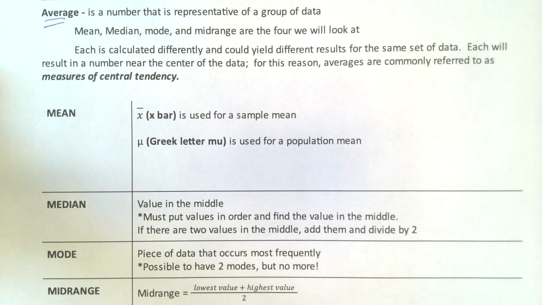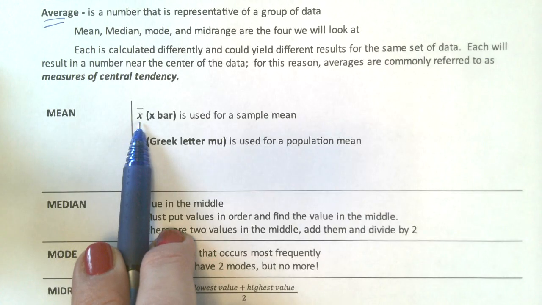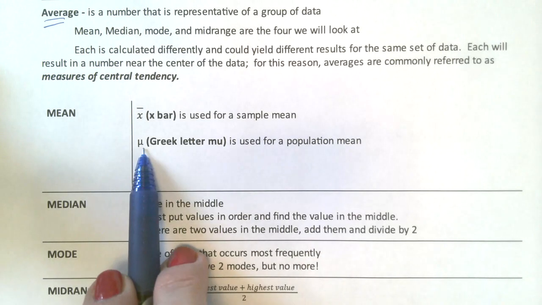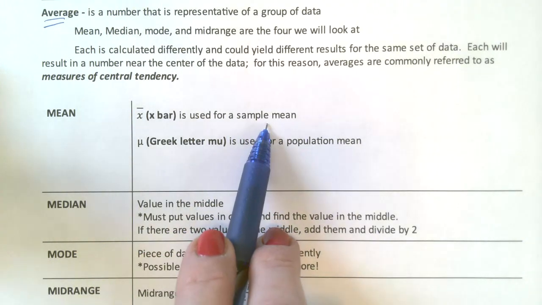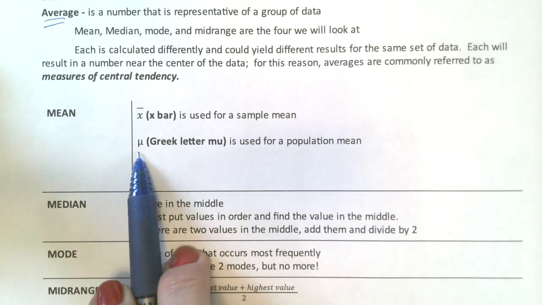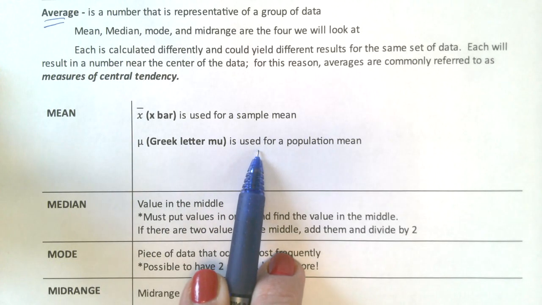The first one is to take a mean. So in the formulas that you're going to see, you might see it look like this. This is X bar. This is going to be used for a sample mean. So when you have a population and then you take a sample and you find the mean of that, that is the symbol that is used. This is the Greek letter mu. This is used when you take the mean of the entire population.